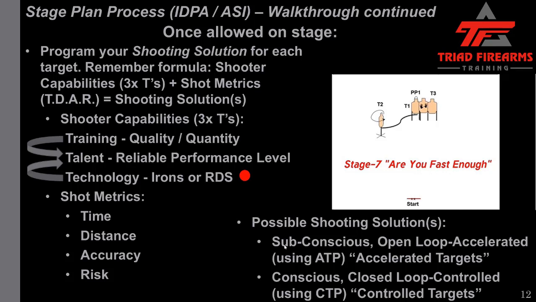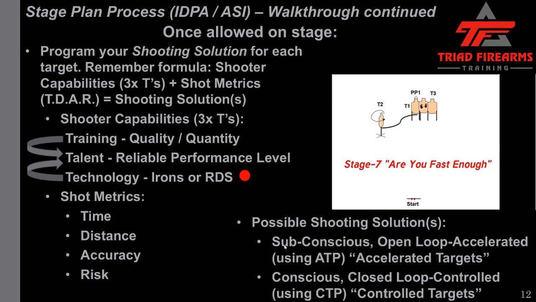For shooter capabilities, we use the mnemonic of the 3 T's, training, talent, and technology, where quality and quantity of training gives us talent, which we define as a reliable, on-demand performance lever. Technology employed, such as whether using iron sights or red dot, can also contribute to your talent level. Next, to conceptualize shot metrics, we use the acronym TDAR, whereby T is time, D is distance, A is accuracy, and R is risk.